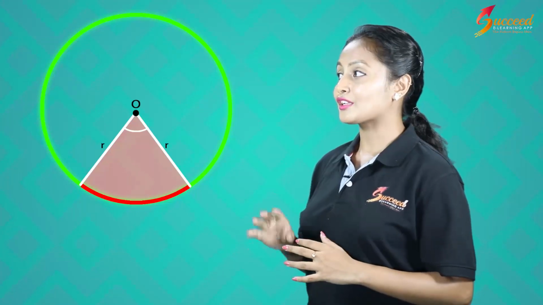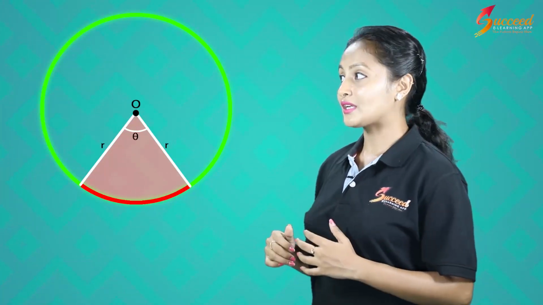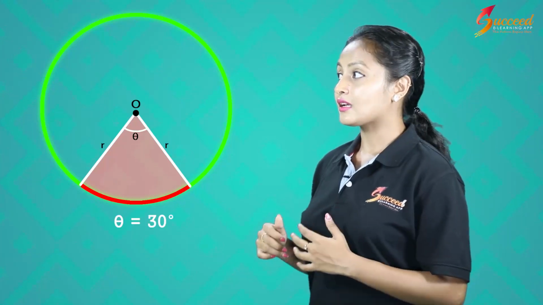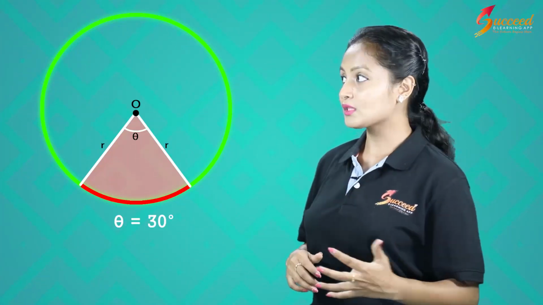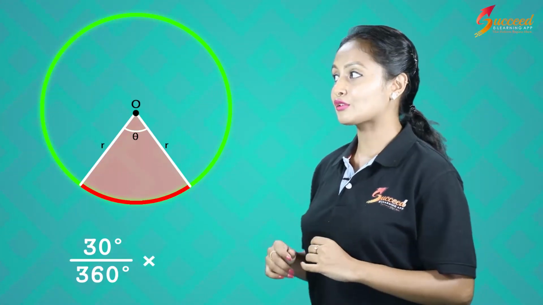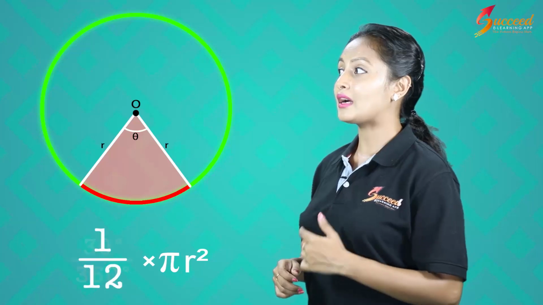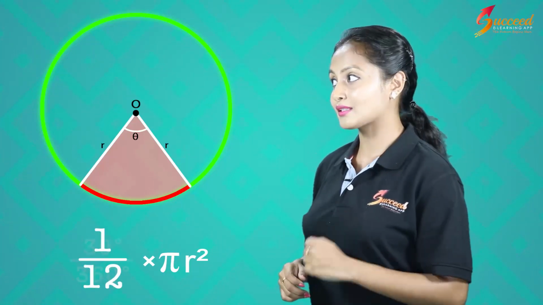We are just considering one sector. See this shaded region. It has been covered by two radii, that is r, and an arc. Imagine if this angle of the minor sector is theta, we can write it as theta equal to 30 degrees. Then the area is 30 degrees divided by 360 into pi r square, which sums up to 1 by 12 into pi r square.